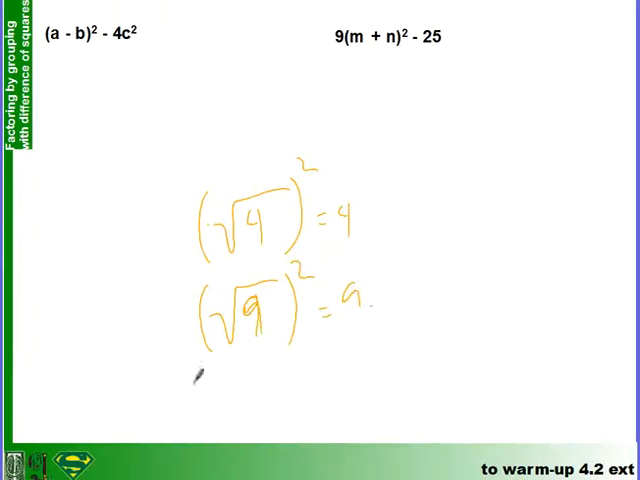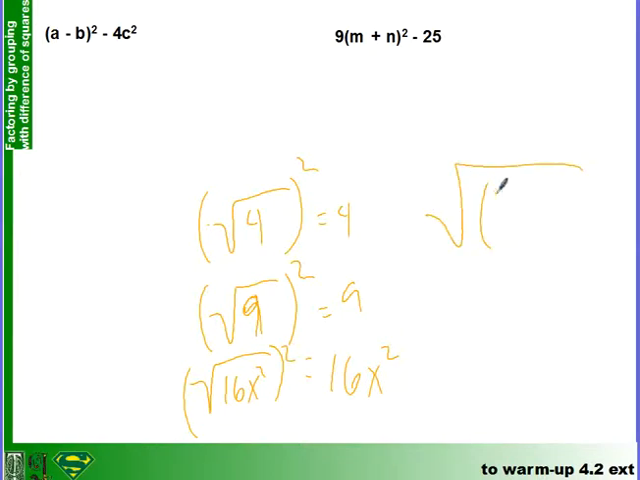9. What is the square root of, oh, I don't know, 16x squared squared? All right, last one. What is the square root of x minus 4 squared? X minus 4. Okay, so as long as we understand that, we are in good shape.